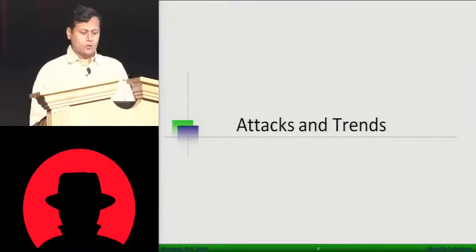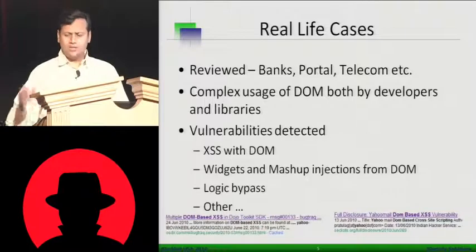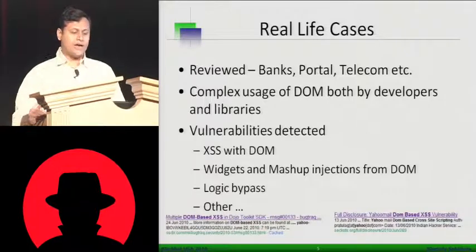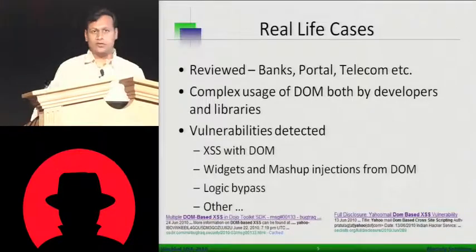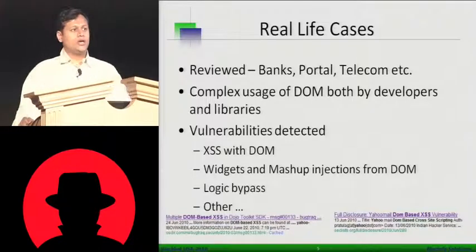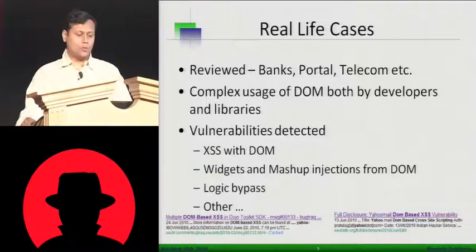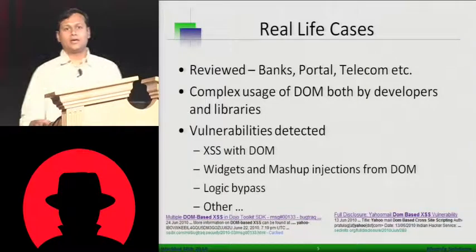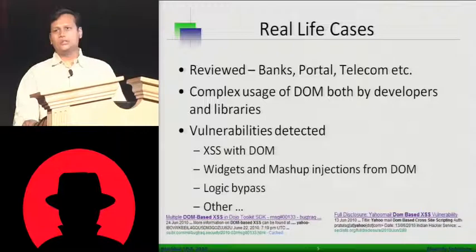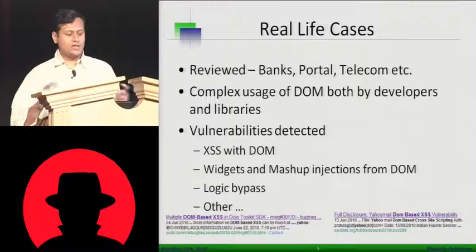Okay, first let's move on to attacks and trends. In the last couple of years, we reviewed a lot of applications, be it banks, portals, telecom, etc. When the application is 2.0, using Ajax, Flash, Flex, Silverlight, what we are looking at is a very complex usage of DOM. DOM is essentially the Document Object Model, which is a part of your browser's rendering component. Developers are using DOM in very innovative ways, dynamically changing DOM, and integrating third-party libraries like Dojo or GWT or DWR or such. These libraries use the DOM in a pretty complex way.